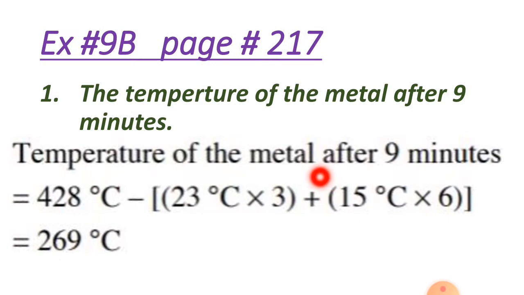So now we are going to calculate these numbers. First of all, we have to multiply these both numbers and this number as well. We subtract from 428, and we will get 269 degrees centigrade.